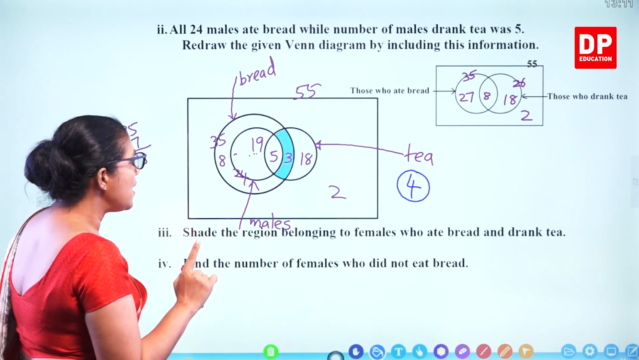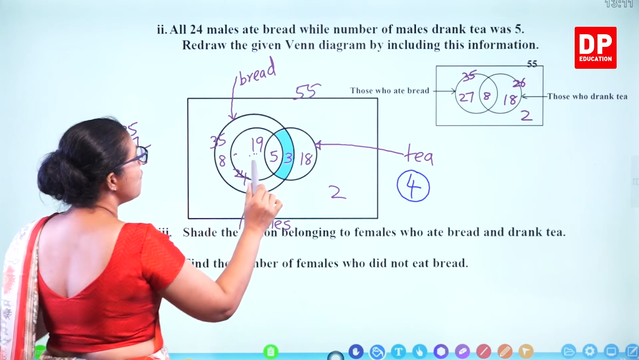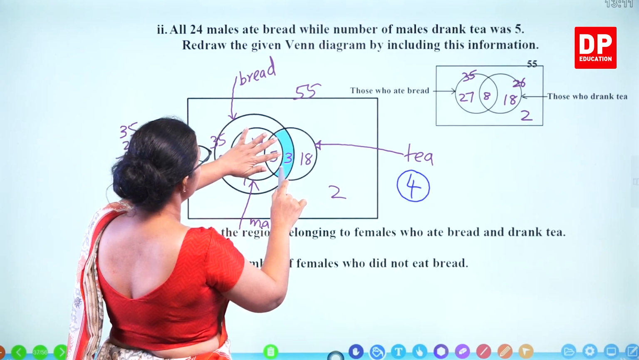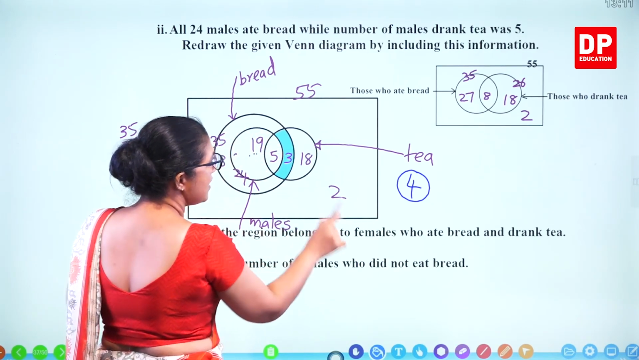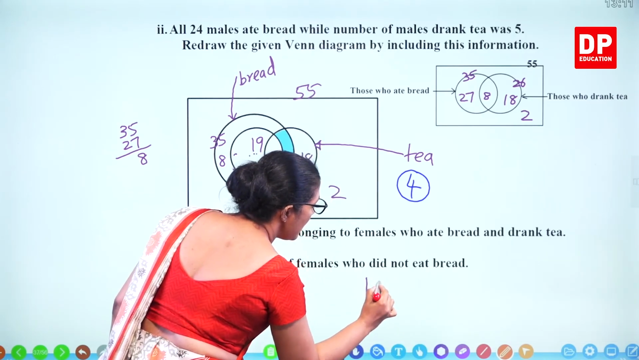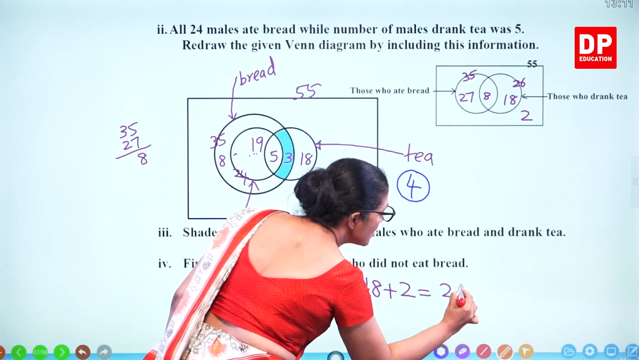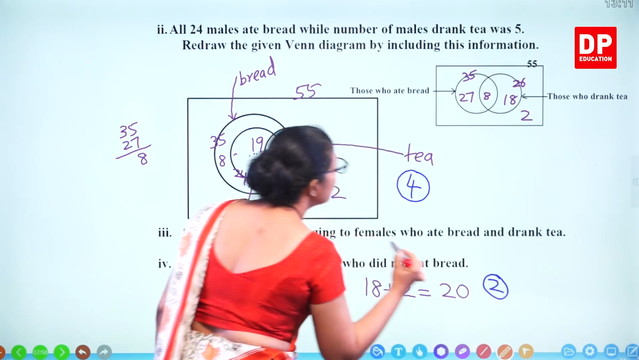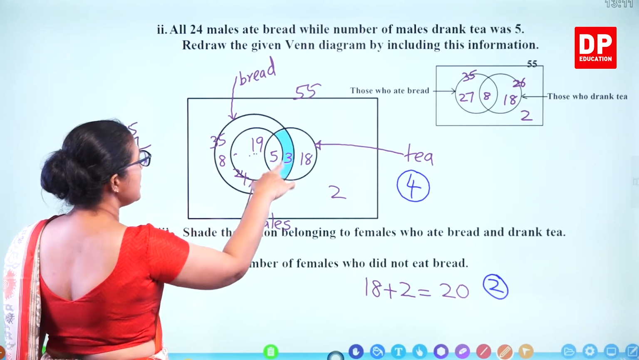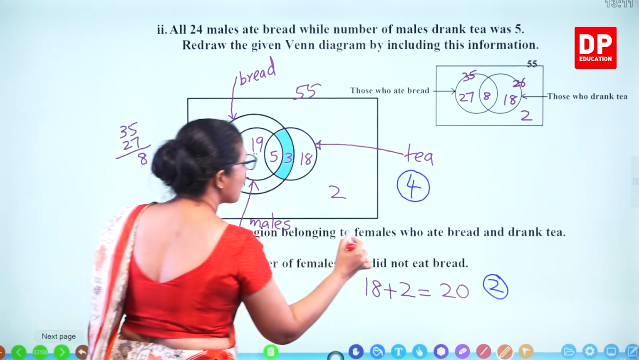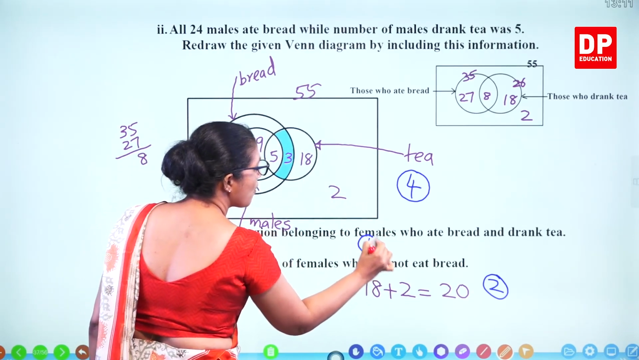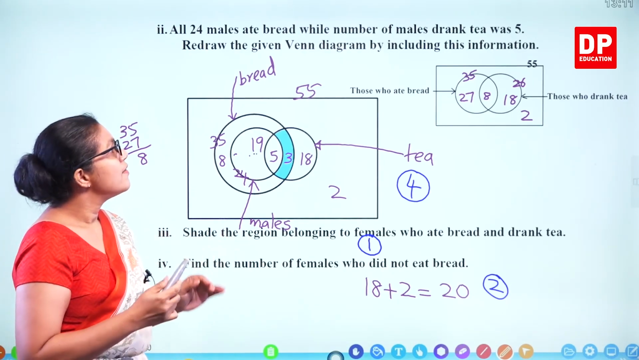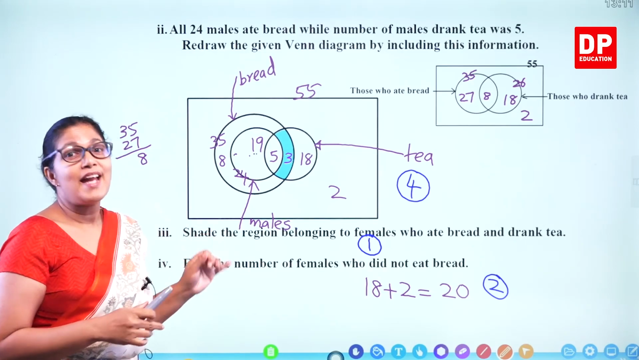And find the number of females who did not eat bread. Females who did not eat bread are outside this, 18 and 2. So you can write 18 plus 2, that's 20. So you get 2 marks for this, and 1 mark for shading the region. Altogether 10 marks. So this is the last part of the paper, and you do it and check the answers.